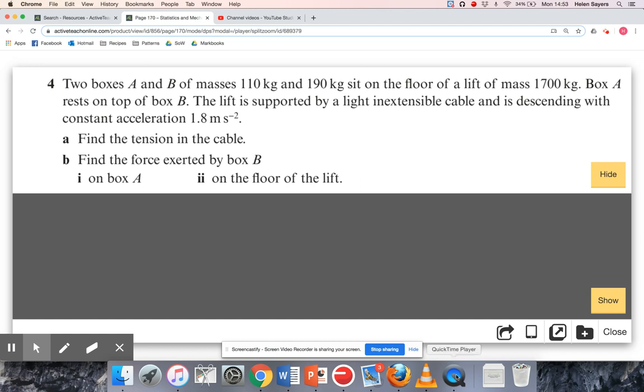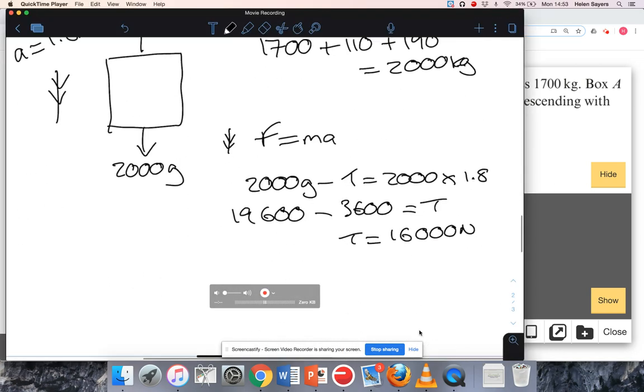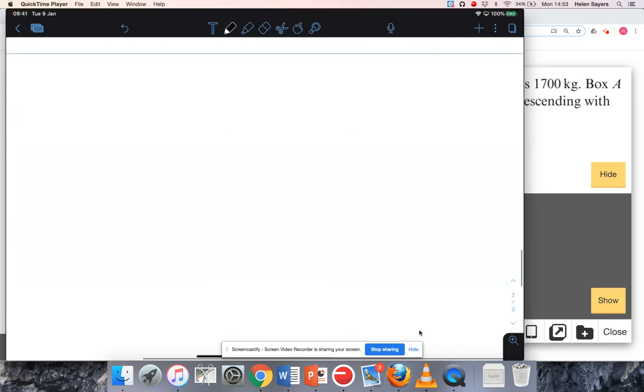Okay, right, then it asks me about the force exerted by box B on box A. To do that, I'm just going to look at box A. There's box A, and box A is on the top, so there's nothing resting on box A. So for box A, we've got the weight of the box itself, so that's 110 g, and then we're going to have the force exerted on it by box B. So it's resting on top of box B, so let's call that subscript B.